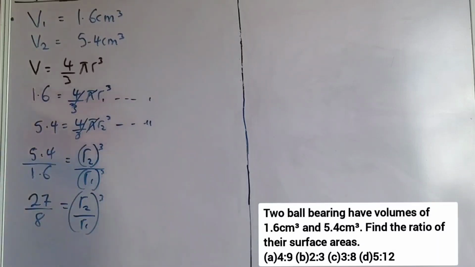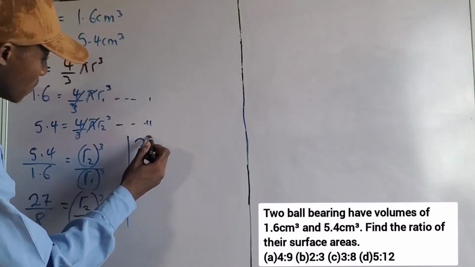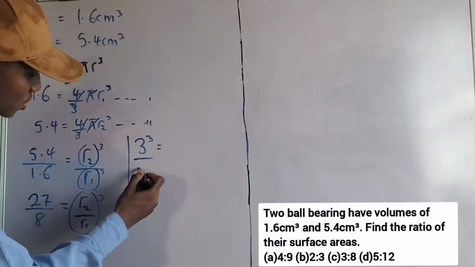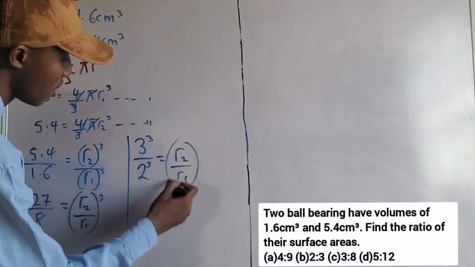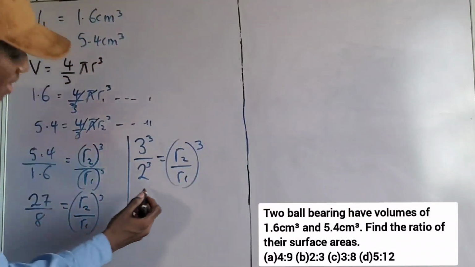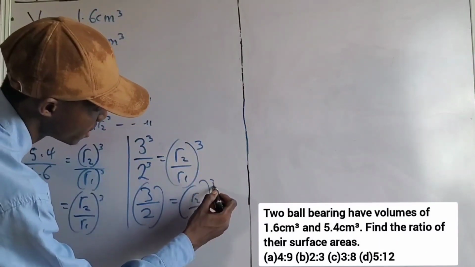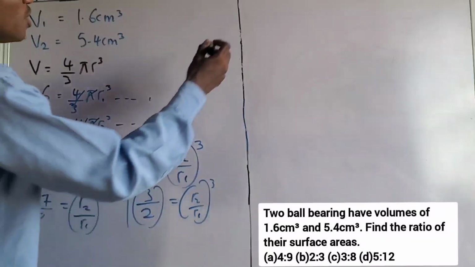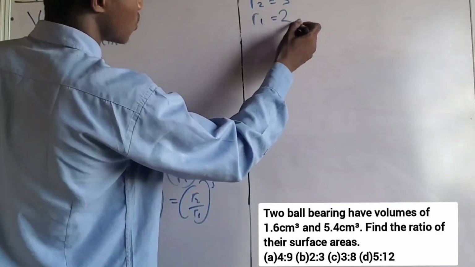Do you understand? Okay, now comparing this with this, please pay attention, I can raise 3 to the power of 3 to give me 27. So 27 can be written as 3³, and 8 can be written as 2³, which equals (r2/r1) all raised to the power of 3. This can be written as (3/2)³ equals (r2/r1)³. If you compare both sides, you will discover that r2 equals 3, while r1 equals 2.